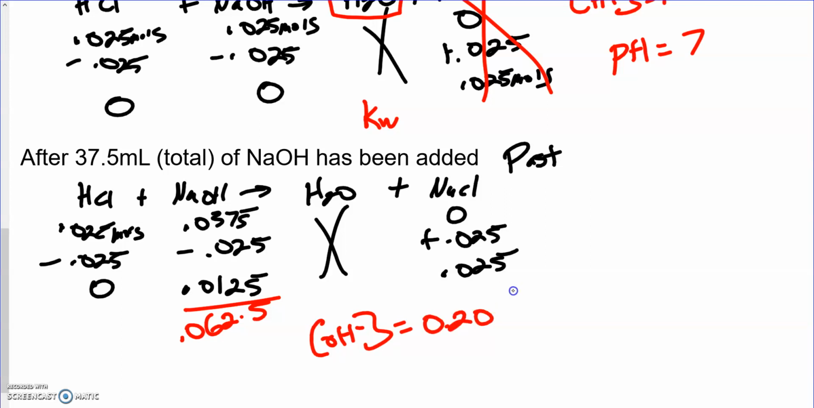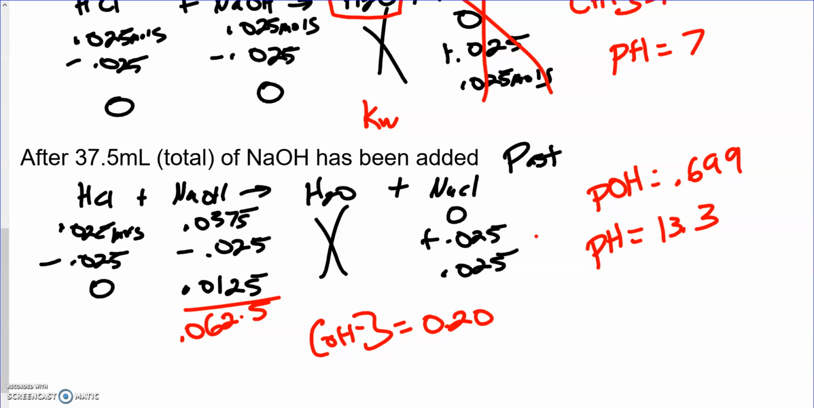So when I take the negative log of this value, I'm going to get a pOH of 0.699. 14 minus that answer is going to give us a pH of 13.3, which we actually saw in the last set. So in reality, yes, a lot of steps.